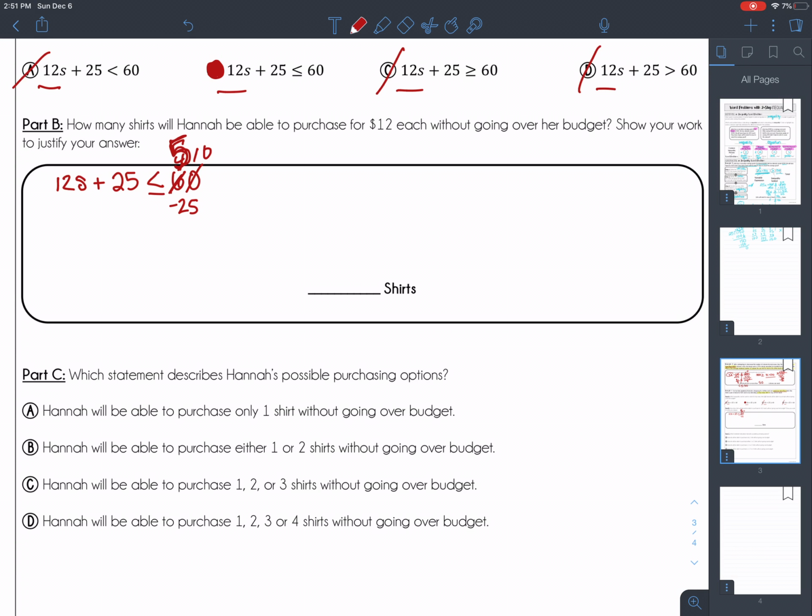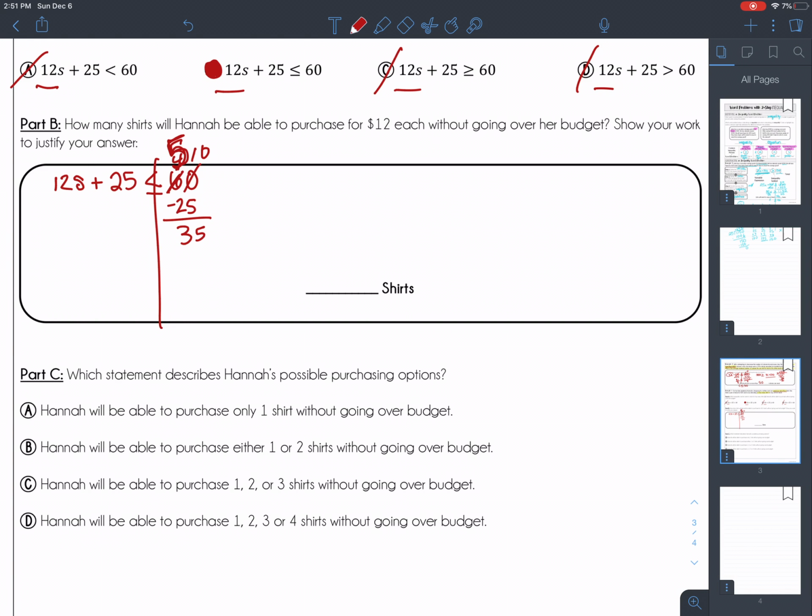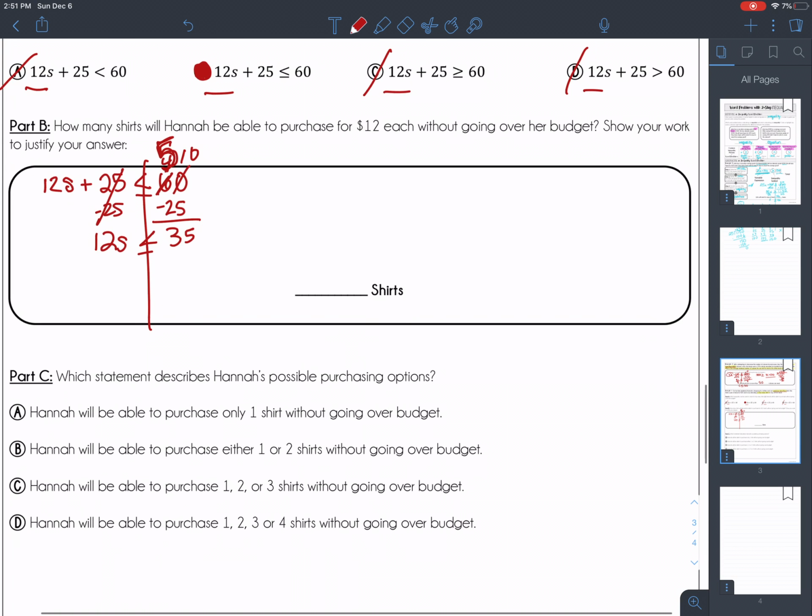So 5 minus 2 is not 2. It is 3. So now we have $35 that we can spend on shirts at $12 a shirt. So now we need to see how many times 12 can go into 35. I apologize about that. So 12 can go into 35 how many times?